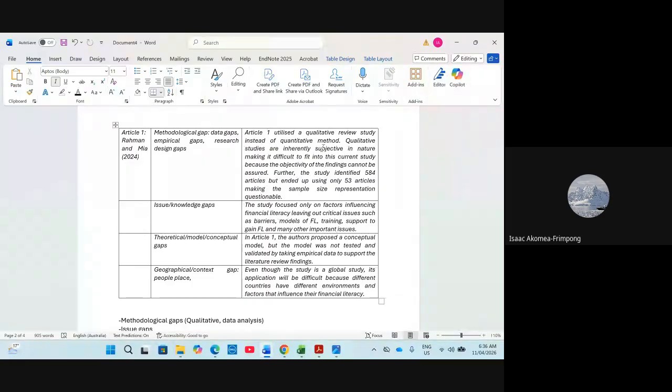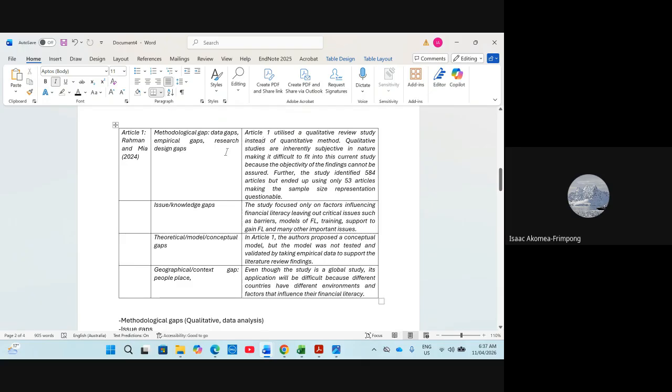And you don't just say this, you go ahead to give reasons why the qualitative study is not good enough. So you say qualitative studies are inherently subjective in nature, making it difficult to fit into this current study. Because the study that I'm conducting is a quantitative study, but they rather use a qualitative study, making it difficult to fit into this current study because the objectivity of the findings cannot be assured. Further, the study identified 584 articles, but ended up using only 53 articles, making the sample size representation questionable.